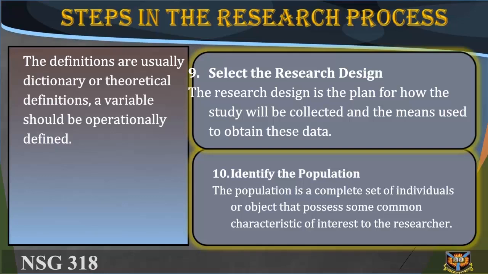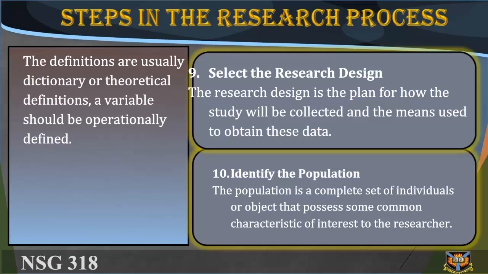A variable should be operationally defined. An operational definition indicates how a variable will be observed or measured. Operational definitions frequently include the instruments that will be used to measure the variable. If anxiety were being measured, the theoretical definition would then be followed by the identification of the tool or behavior that will be used to measure anxiety.